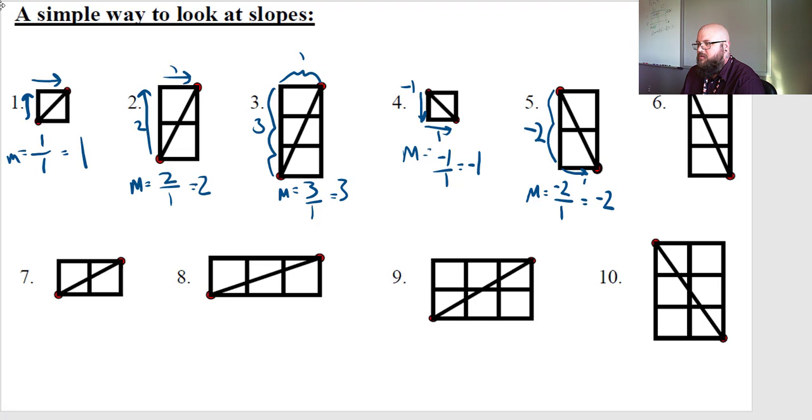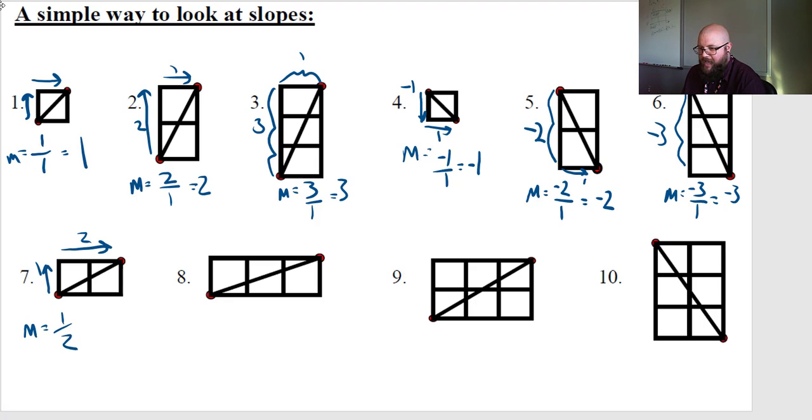Same thing with 6, you're going 1, 2, 3. So we're going down 3, so negative 3 and over 1. So our slope is negative 3 over 1, or simply just negative 3, because every whole number like that is over 1. On number 7, looks like our horizontal change is going a little bit more here. So we're going up 1, and we're going to the right 2, so we're up 1 over 2. So our slope is 1/2.